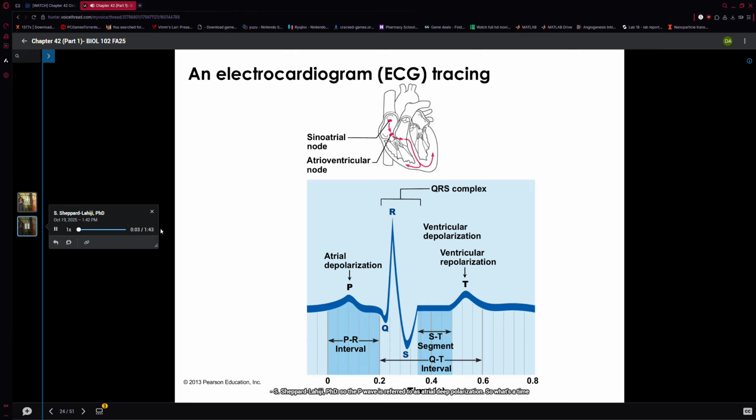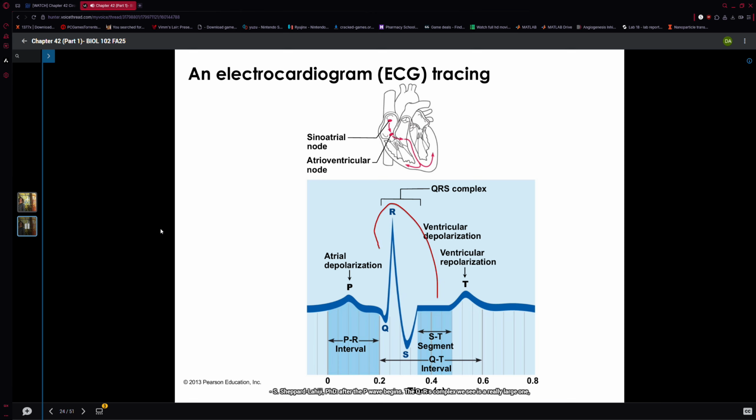So the P wave is referred to as atrial depolarization. So it's a time when the atria are depolarizing. And this is produced when a signal from the SA node spreads throughout the atria, and atrial systole begins a little after the P wave begins.